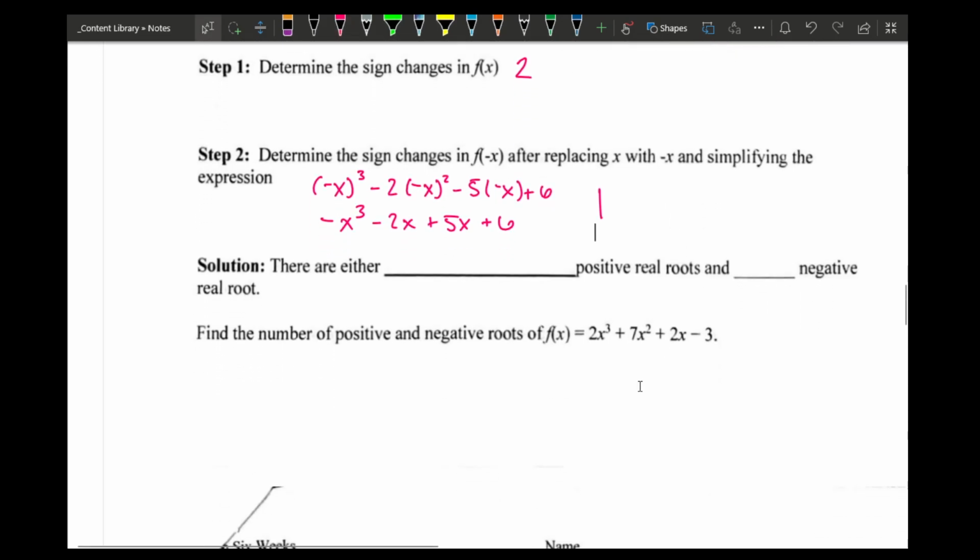Let's do another one here. All right, so let's see. Oh, sorry. There are either 2 or 0, and there are 1 negative. So let's do positive first. Positive's easy. Positive, positive, positive. I got one positive root. I can't have -1 roots, so there's one positive root. To check for negatives, we're just going to evaluate for negative x.